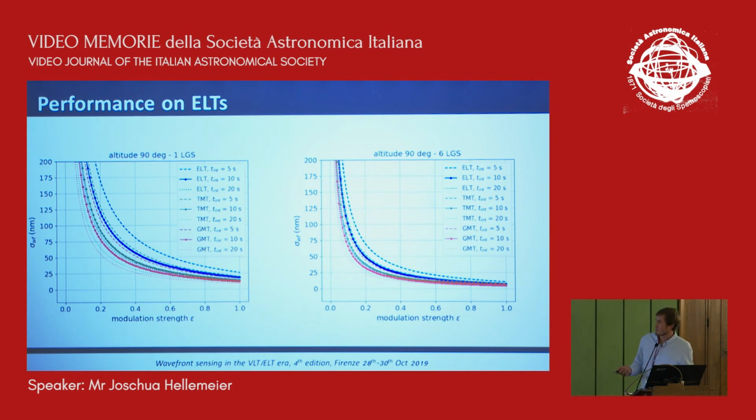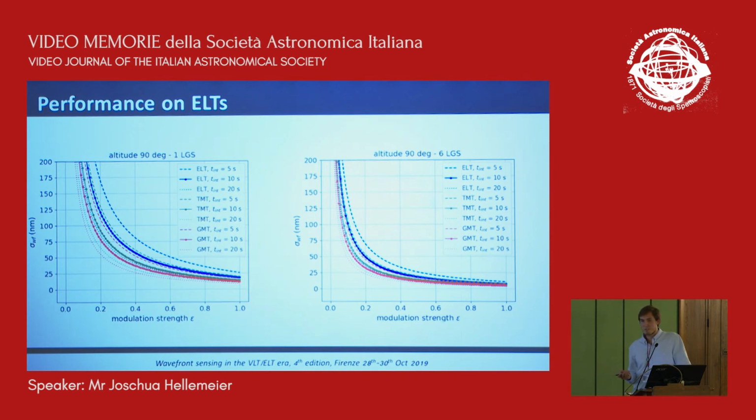One can see the results are also dependent on air mass. These are the results for Zenith. But Zenith actually is the worst case, so it improves slightly for lower altitudes. And one can see that if one used 1 LGS for 60% modulation, one could retrieve 50 nanometers wavefront error on all ELTs for 5 seconds integration.